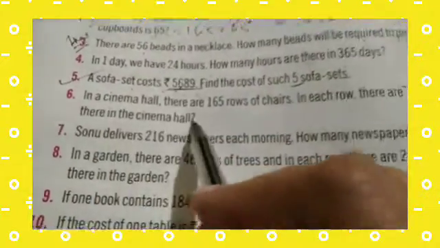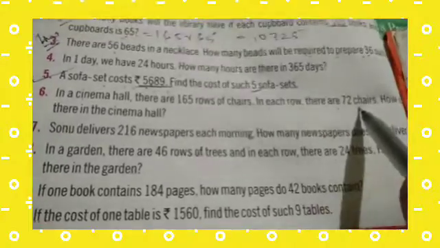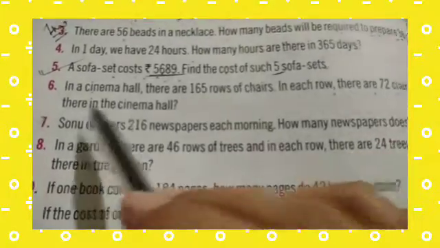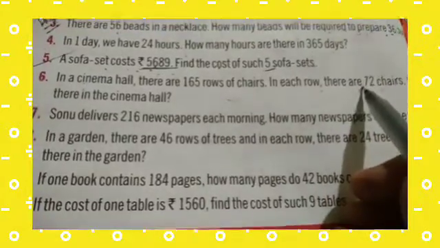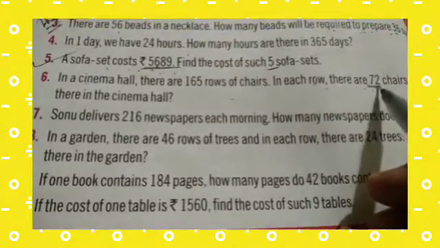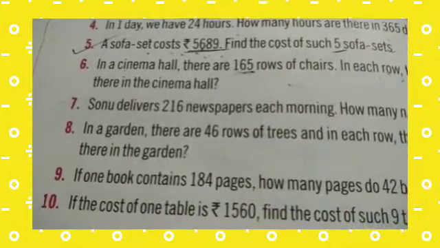Now next question. In a cinema hall, there are 165 rows of chairs. In each row, there are 72 chairs. How many chairs are there in the cinema hall? एक सिनेमा हॉल में एक रो में 72 चेयर्स होती है, तो 165 रोज में कितनी होगी? तो चलिए सोल्यूशन नंबर 6 करते हैं.